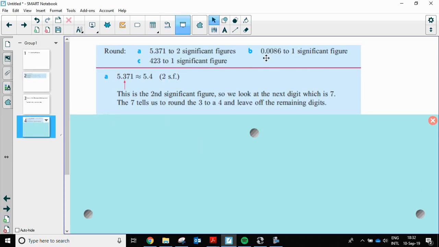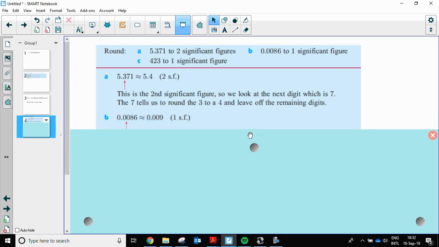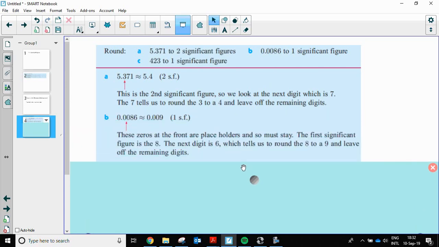Next one, we got 0.0086. We're rounding it to 1 significant figure. So we look for the first significant figure here, which is actually the 8, and we have 8.6. Sorry, 0.0086. And again, that 6 tells us that the 8 should be rounded up. So we got 0.009. That's rounded to 1 sig fig.